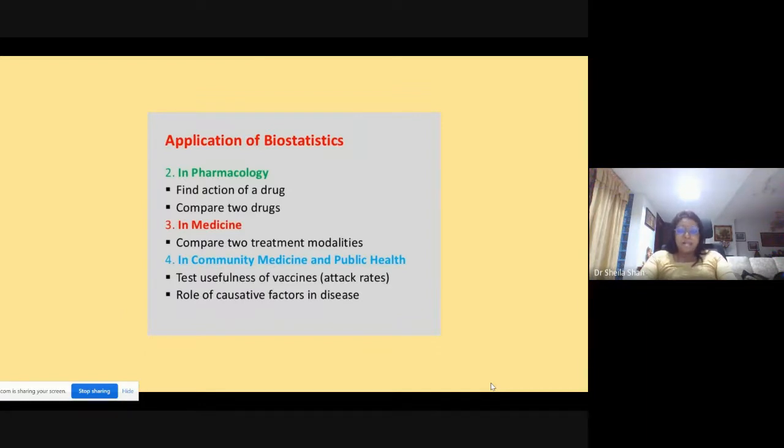In community medicine or public health, test the usefulness of vaccines, attack rates. Yeah, so now, like vaccines, we talk a lot about vaccines, Pfizer. So which vaccine is better, right? Sinovac or AZ. So you want to see the comparison. Yeah, role of causation factors in a disease. So you can get a general picture of where we are using statistics in our health, medicine, public health, community medicine, right.